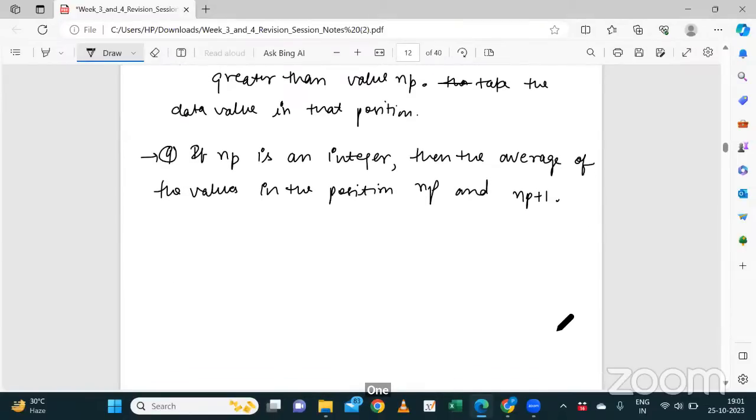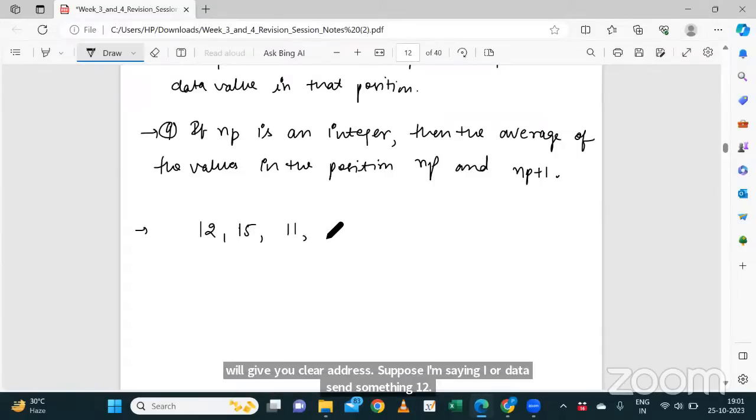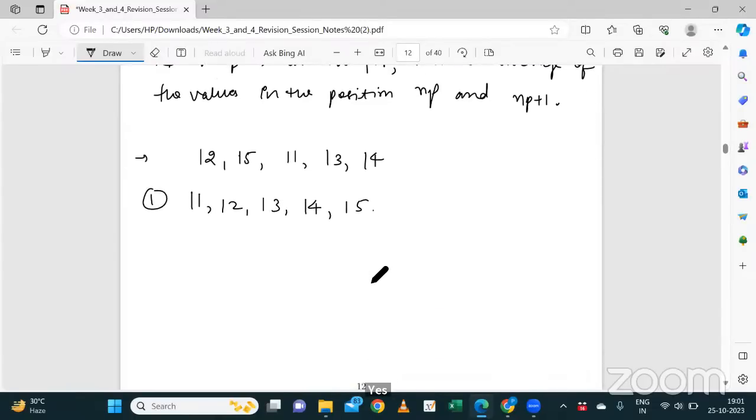Let me take one example that will give you a clear idea. Suppose I have a data set: 12, 15, 11, 13, 14. What is the first step? Arrange the data in ascending order. So it will be 11, 12, 13, 14, 15. What is the N here? N is the number of observations, which is 5.